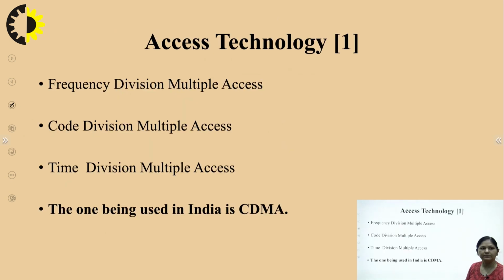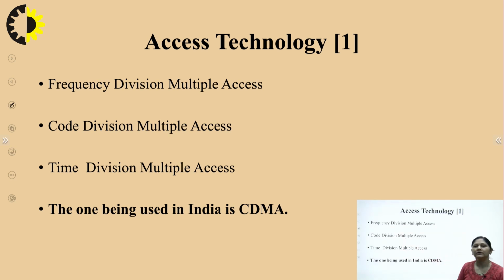wireless link. Now, the access technology is the important thing. This is the last part of the network where we are accessing the main basic network. So, how are we accessing it? The various technologies that are used in WLL are FDMA.